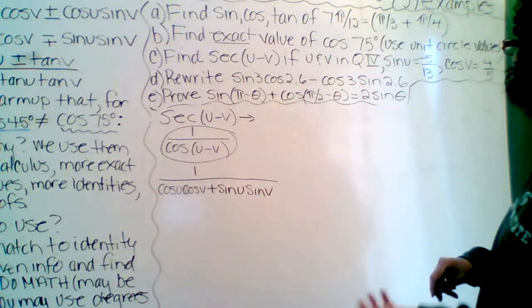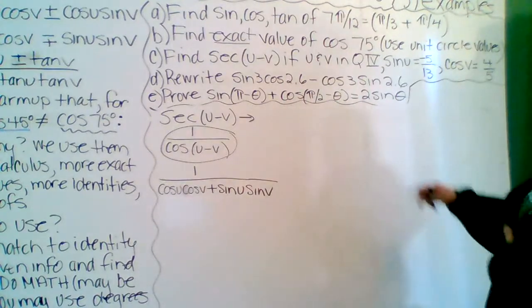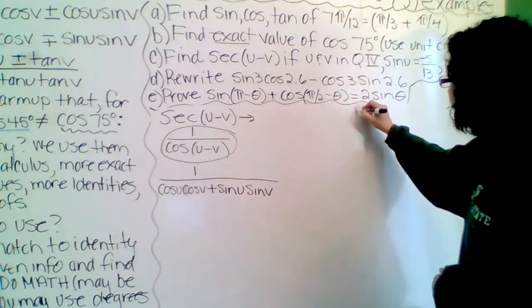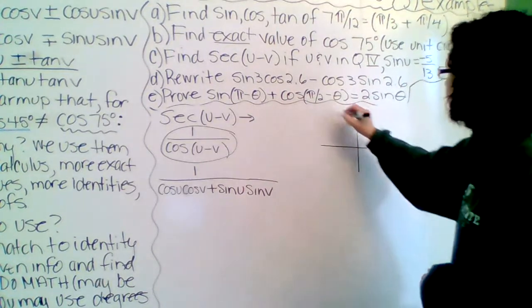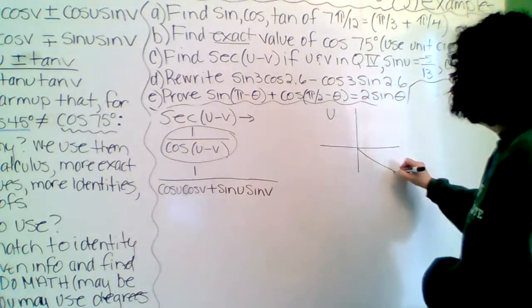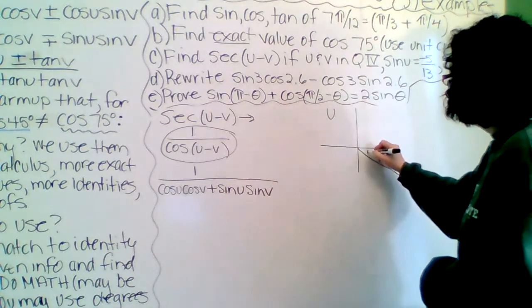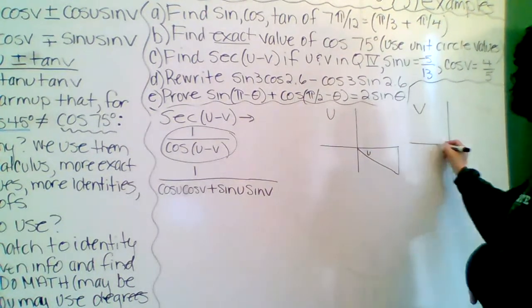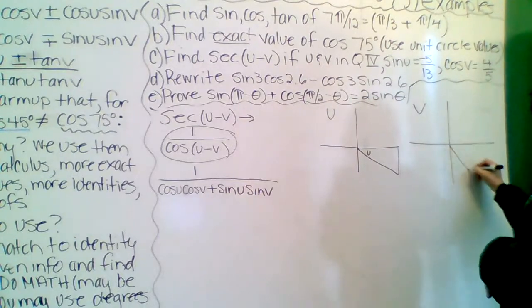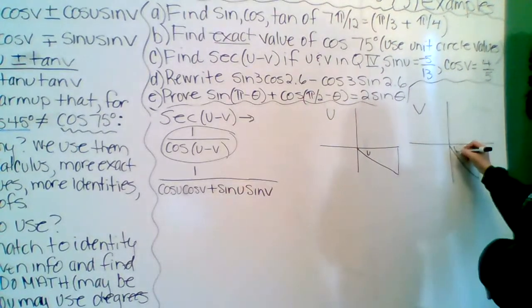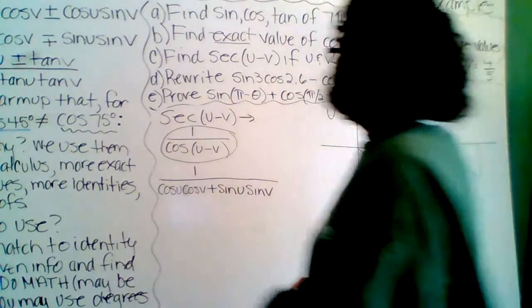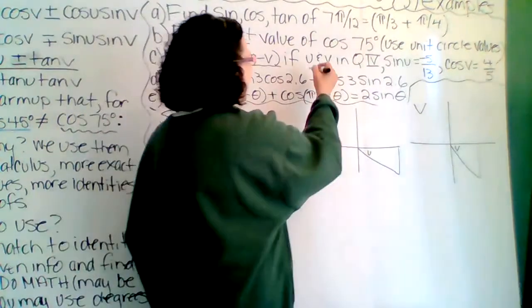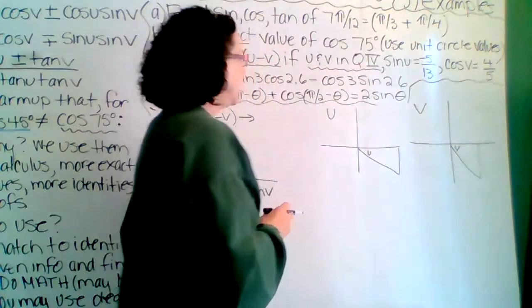Okay, what do I do here? They gave me some information. I do need to draw U and V in the fourth quadrant. I am going to do 2 separate pictures. Here's U. I'm going to make U in the fourth quadrant. Here's V. I'm going to make that also in the fourth quadrant. Okay, so I've taken care of secant of U minus V, and I've taken care of putting U and V in the fourth quadrant.